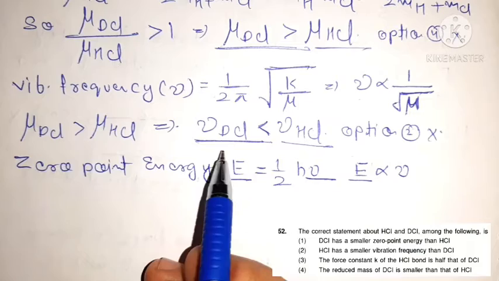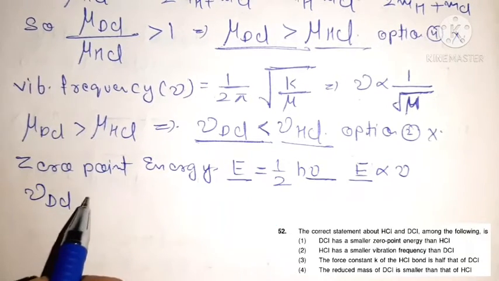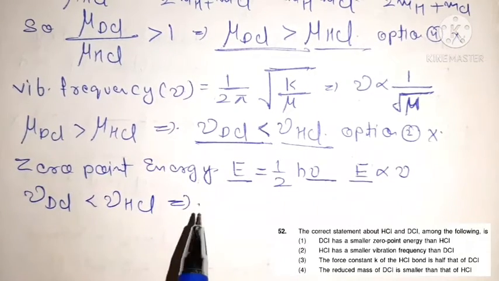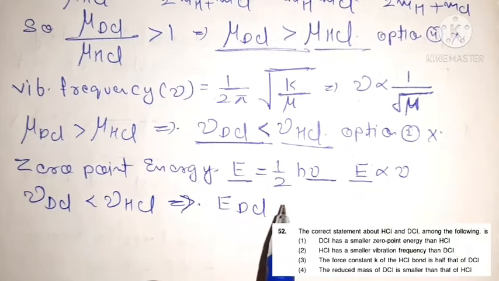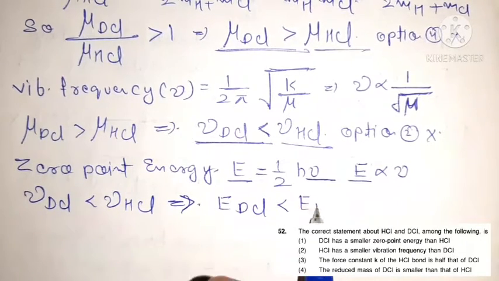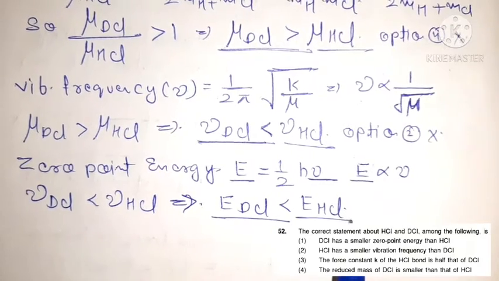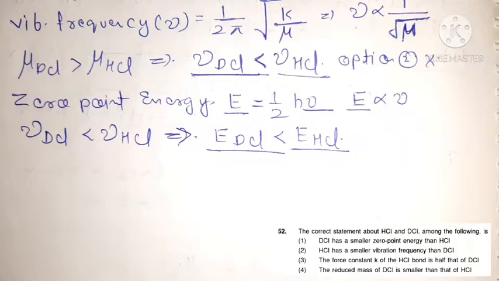So here we conclude that the vibrational frequency of DCl is less than the vibrational frequency of HCl. From this we also conclude that the zero point energy of DCl is less than the zero point energy of HCl. This is another conclusion, and on the basis of this conclusion we conclude that option number 1 is the correct answer.